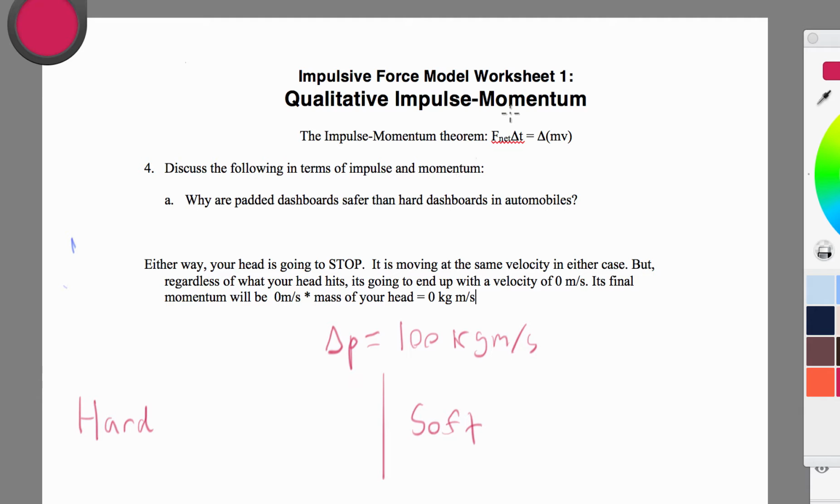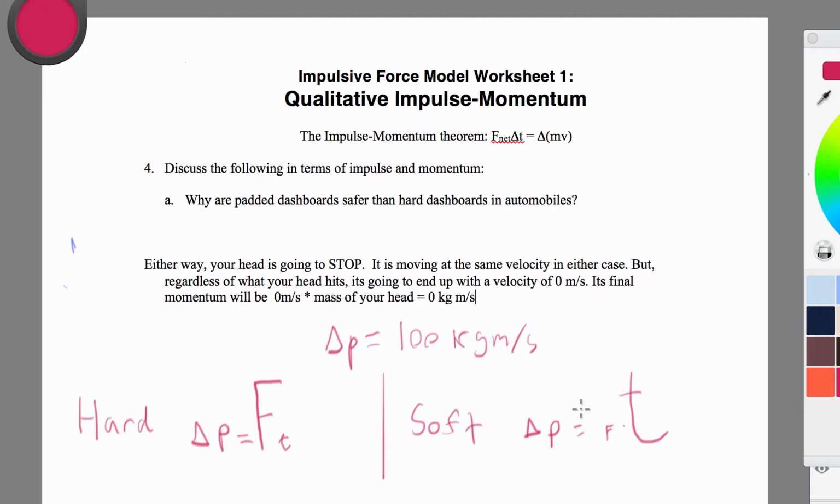Now, if this change in momentum is the same, I'm going to write it the same size. Now you could either have a big force over a little amount of time, because again, hard collisions take place very quickly. Or you could have a lot of time times a small force.